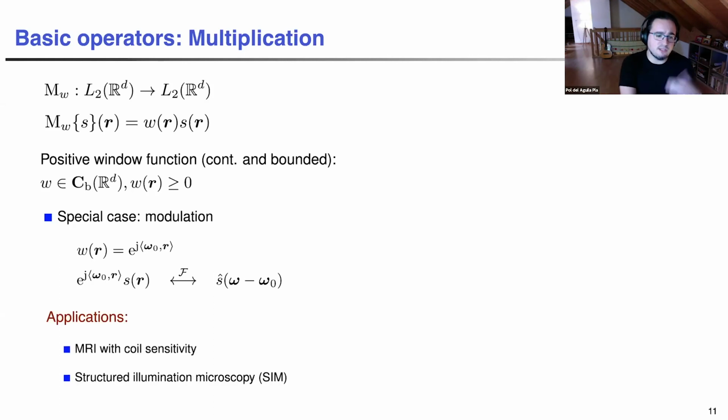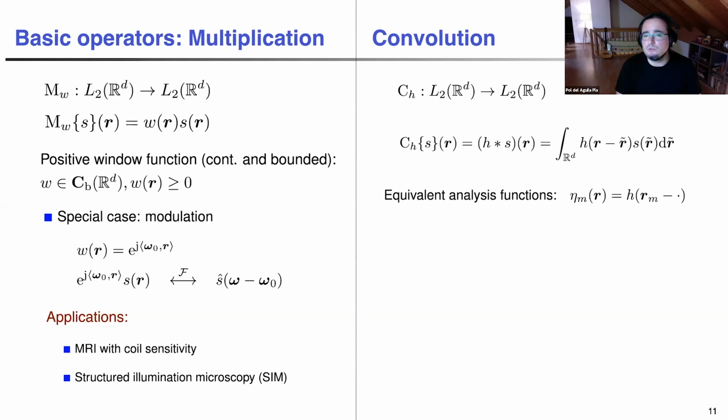Applications of the multiplication operator, as we've seen, are to MRI with coil sensitivity, but also to structured illumination microscopy, in which you keep changing the illumination pattern under which you image some sample in order to, over the accumulation of different illumination patterns, get rid of the diffraction limit. A similar operator is convolution.